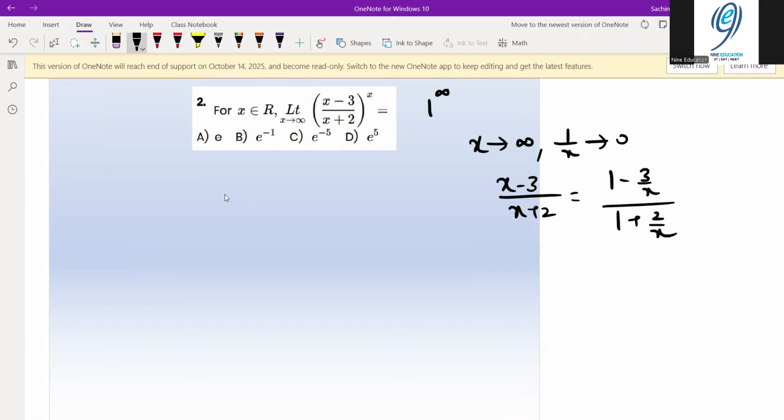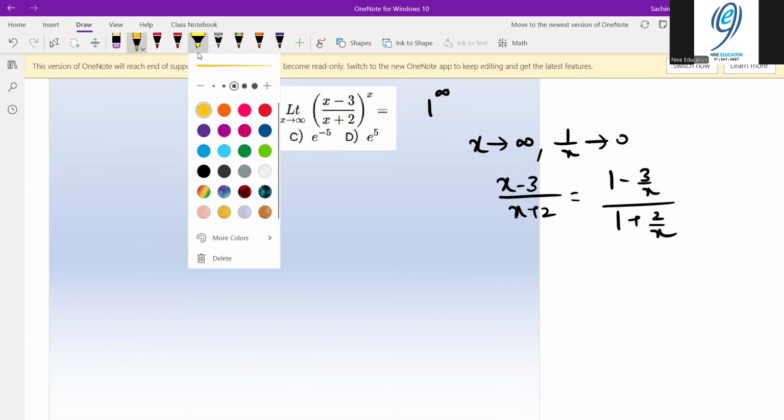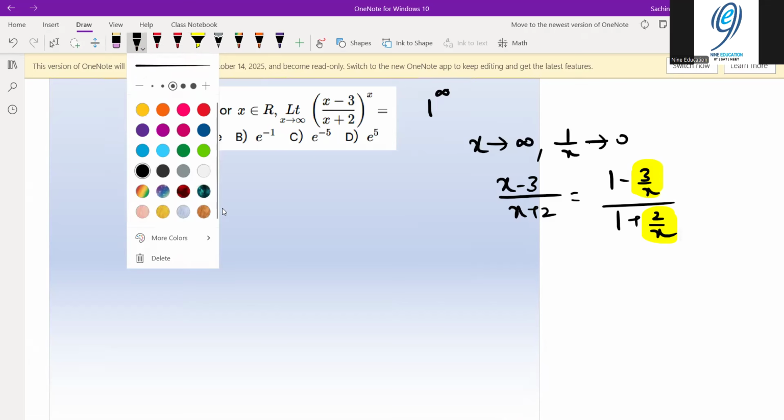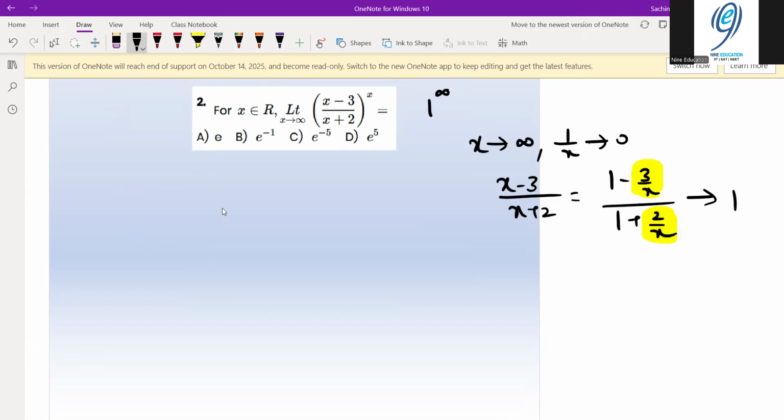Now as 1 by x tends to 0, minus 3 by x in the numerator will tend to 0. 2 by x will also tend to 0, which means the value of the limit will be 1, because the entire expression will tend towards 1. So the limit is of the form 1 power infinity.